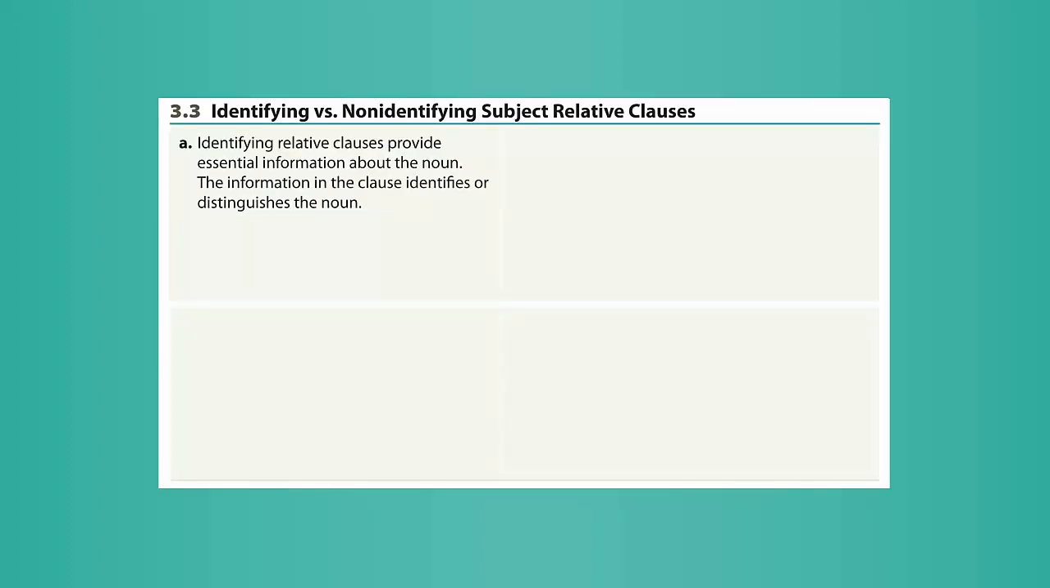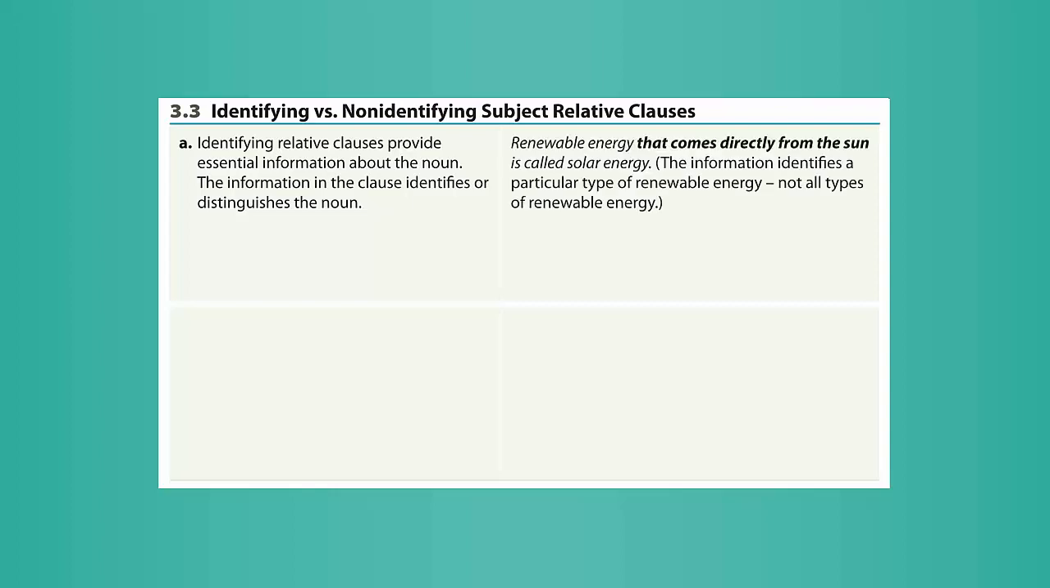Now, I think we need to make a comparison to see how identifying and non-identifying subject relative clauses are different. Identifying relative clauses provide essential information about the noun. The information in the clause identifies or distinguishes the noun. Remember that the information is very essential. For example, renewable energy that comes directly from the sun is called solar energy. The information identifies a particular type of renewable energy, not all types of energy.